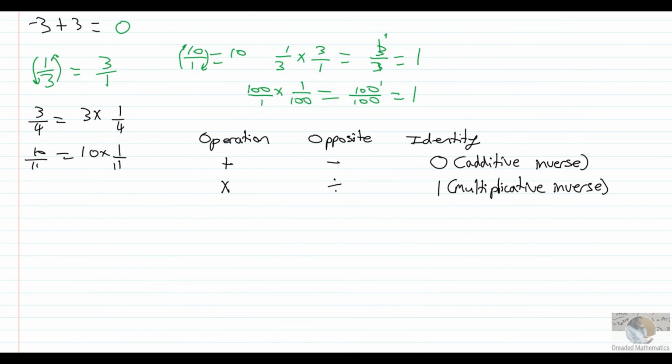And all this is saying is that a number will retain its identity if you add 0 to it, and a number will also retain its identity if you multiply it by 1. That's all the identity is saying. It retains its identity.